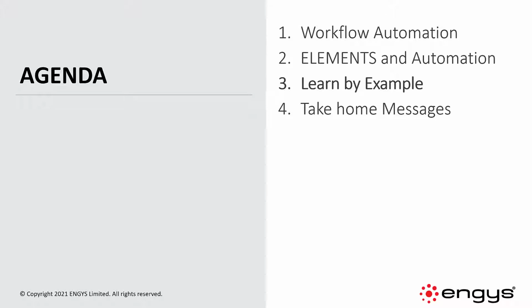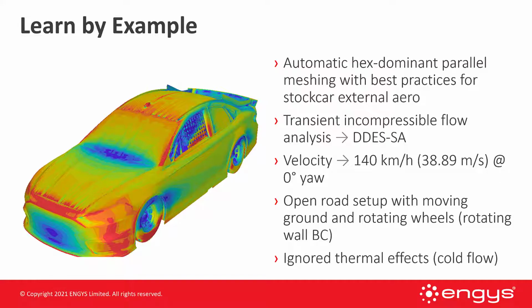All right, so let me jump over to the Learn by Example. Today I'm going to show you how to set up a recorded journal and then show you what the output is and just point out some of the important features. This may be a very familiar case because this is the exact case that I used for the first Learn by Example webinar that I did a few months ago. For this case, we're going to use the automatic hex-dominant parallel meshing with best practices for stock car external aero.